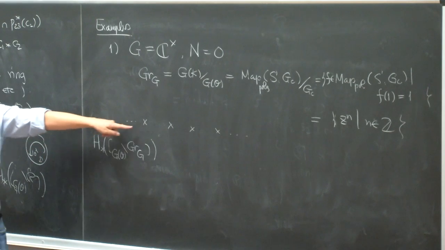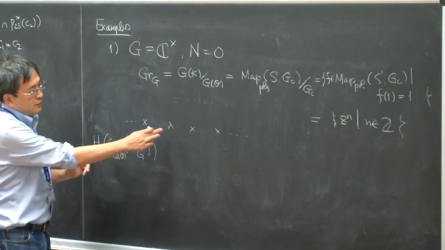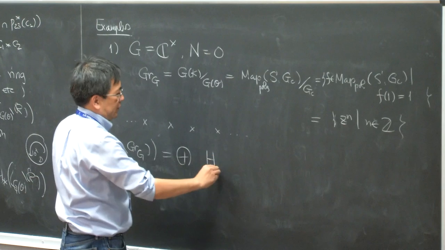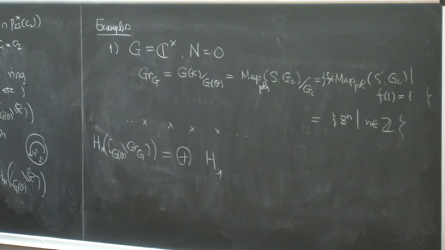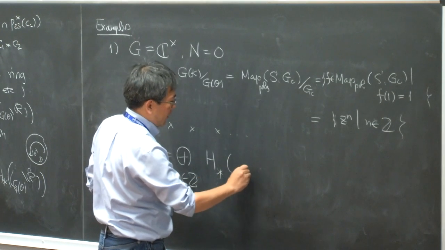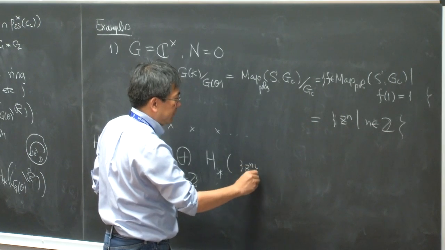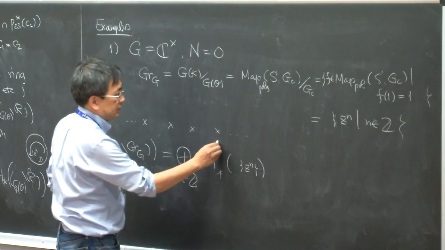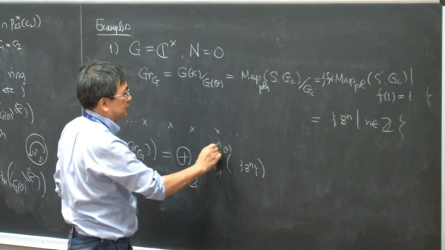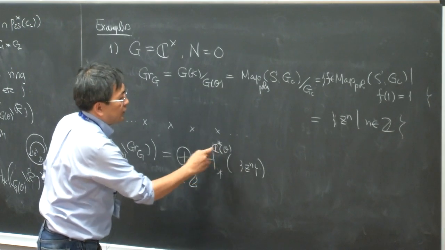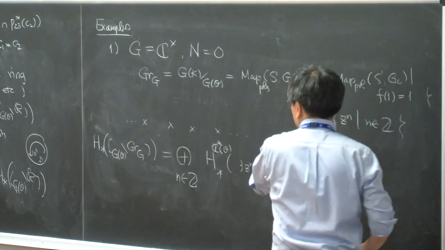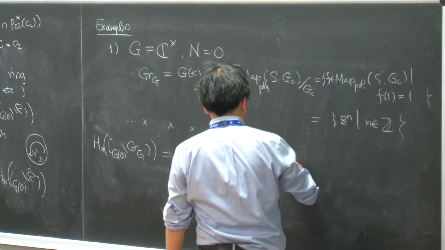And so at each point, of course, this group acts trivially. This is the point. And also you just replace, maybe this is N. So this is G of N. So this is a kind of parabolic subgroup. So you can ignore this O part.